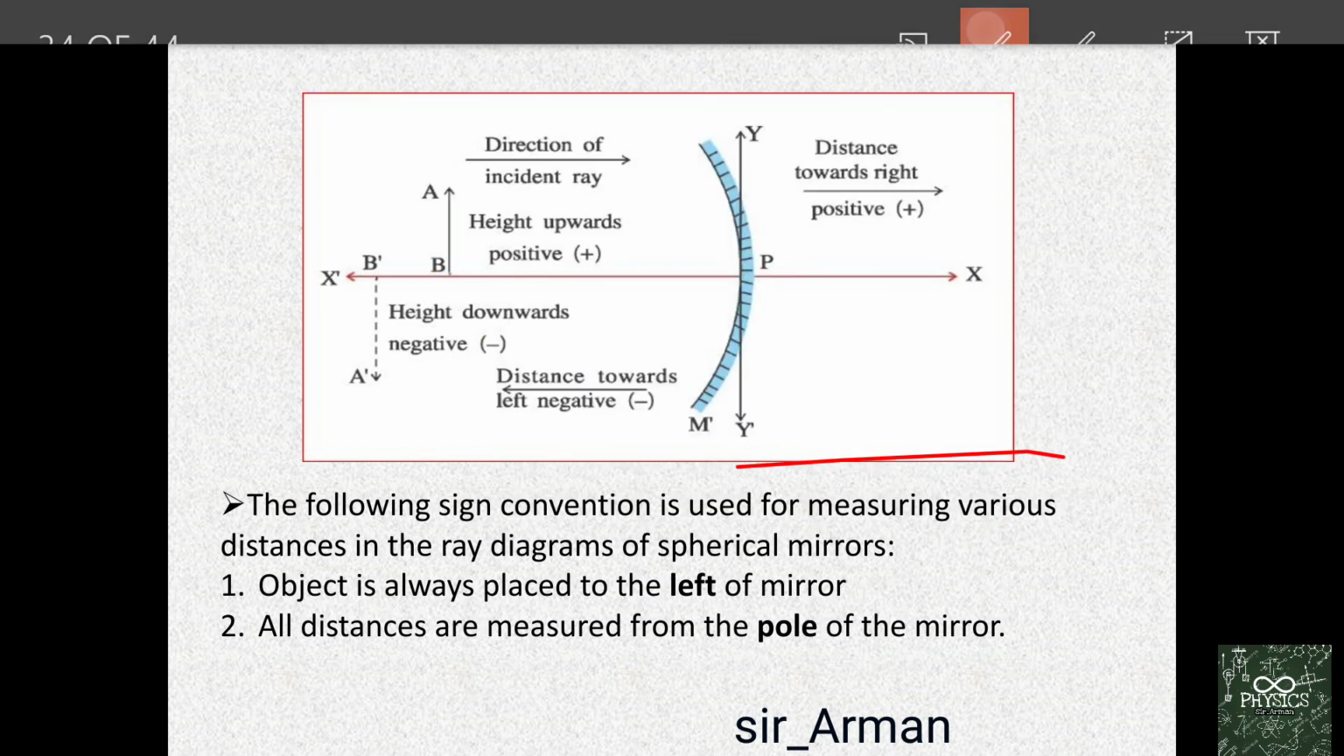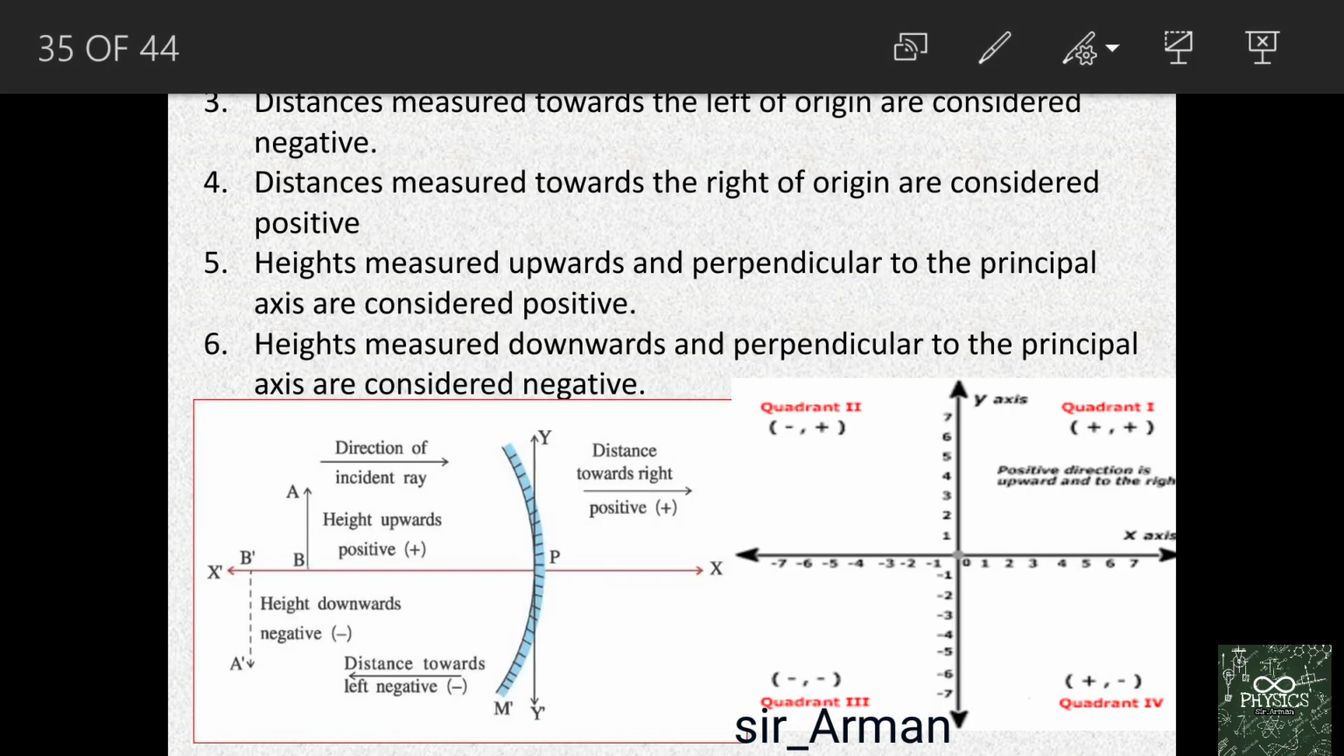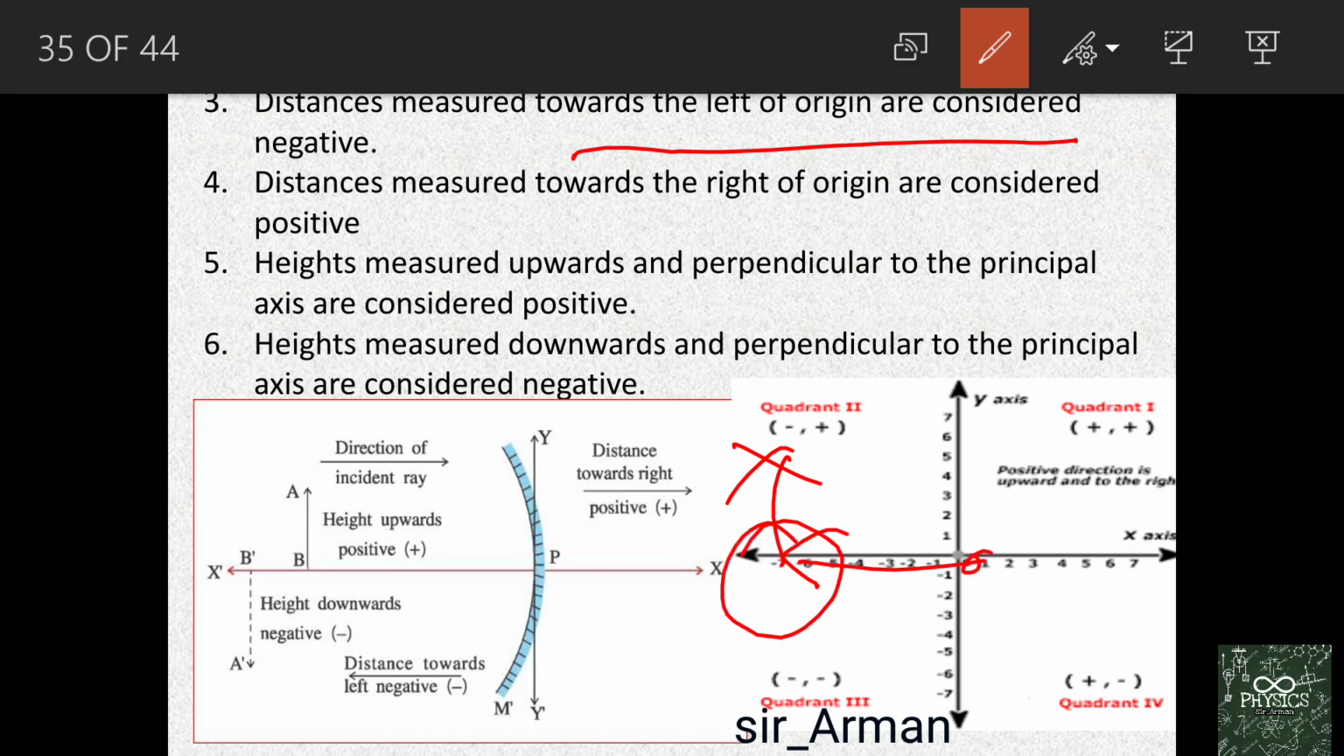Now let's see another convention. The distances measured towards the left of the origin are considered negative. That is, if I place my object here, then towards the left I have to consider the distances as negative. That is, it is, say, minus 7 centimeter away. So distances towards the left of the origin, right, this side, we have to consider as negative.